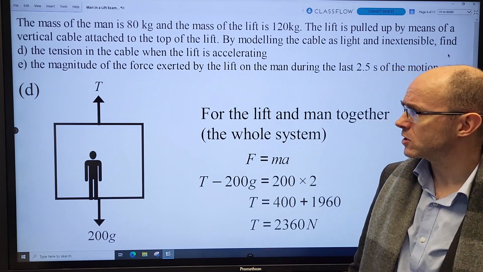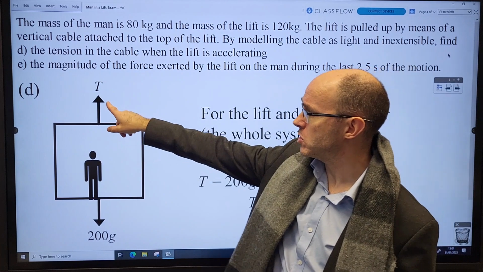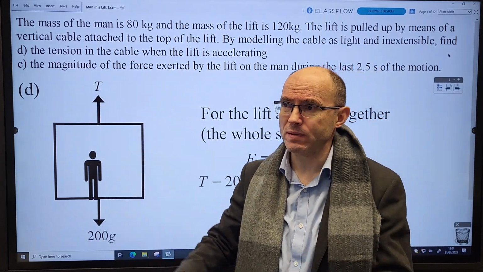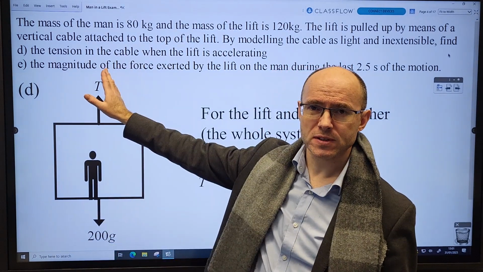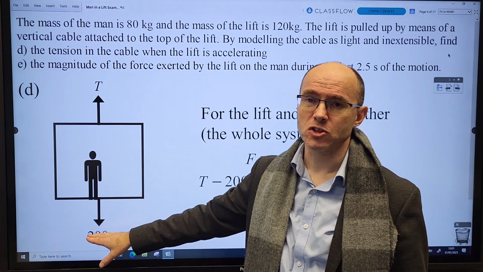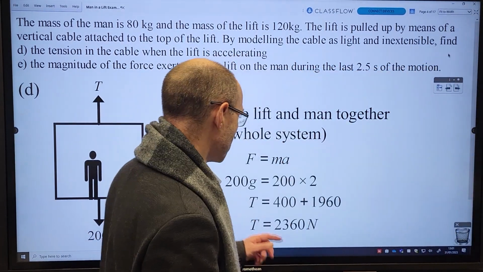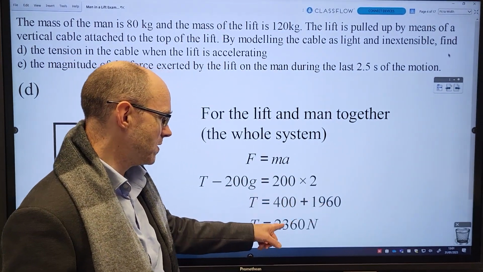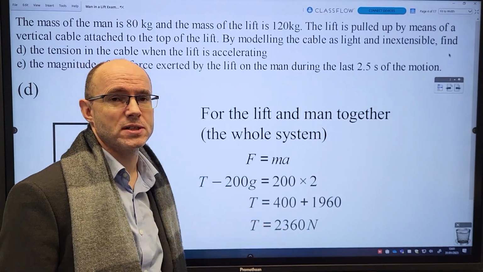Now, what's going on? Because it's moving upwards, and the upwards direction has been taken as positive, upwards we've got this force, the tension in the string. It's the only other force that's there. We're modelling this as the only forces being tension and the weight. Tension, subtract 200 g, that must total 400. So put this onto the other side. 200 g is 1,960, add 400, 2,360 newtons. So the total tension is 2,360 newtons.